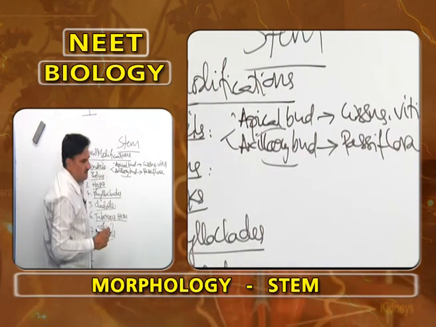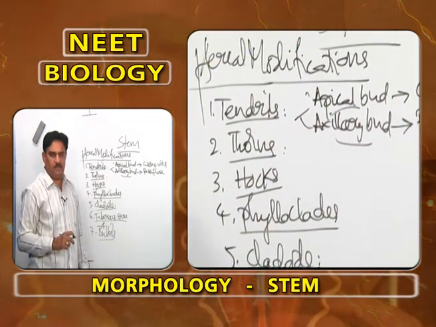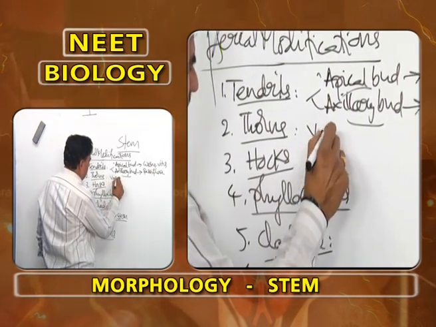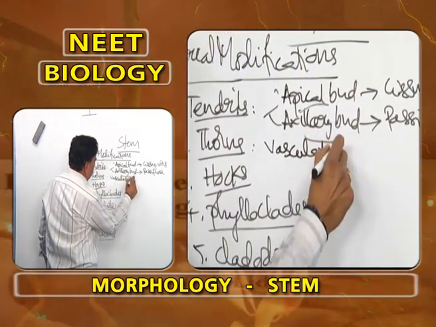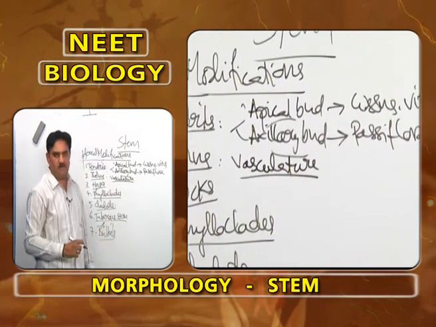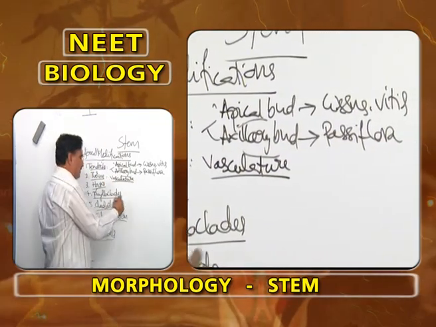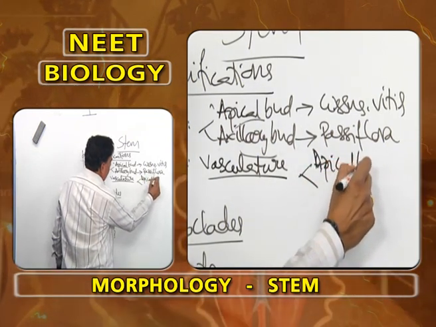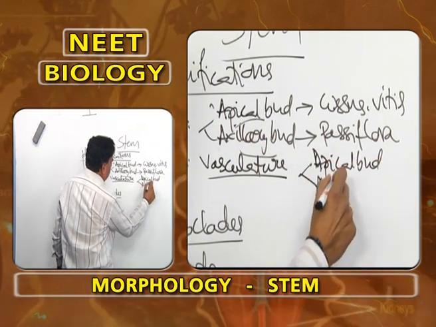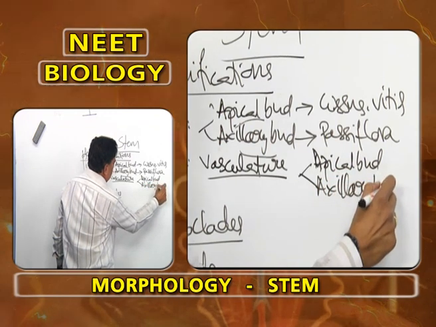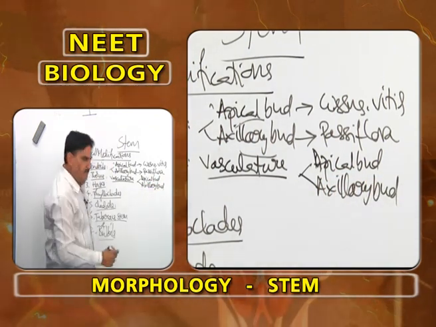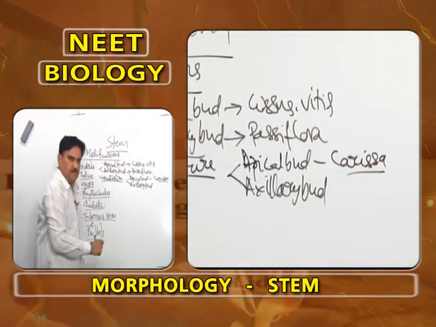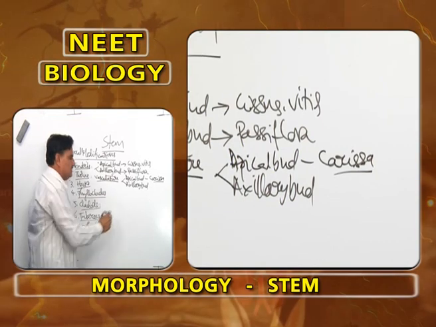Coming to the thorns. Hard pointed structures that provide protection in the stem modifications are called thorns. The speciality of thorns is that they possess vasculature. That means vascular bundles are found even in thorns. Thorn is also said to be a stem modification whenever it comes from apical bud or axillary bud. Apical bud becomes a pair of thorns in Carissa.